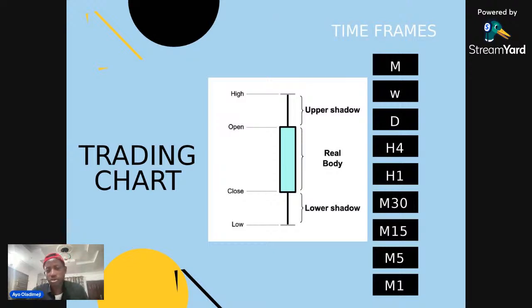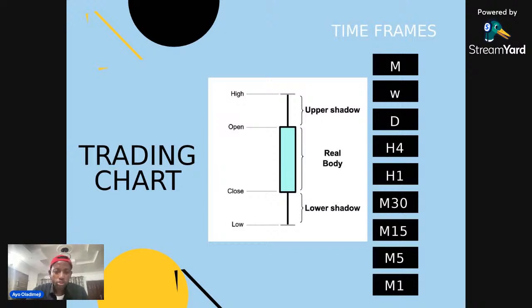So what do all these time frames mean? These time frames show the time within which a candle opens and closes. Each of these time frames represents a chart. If we go to the 1 minute chart, every candle you see means that those candles open and close within 1 minute.